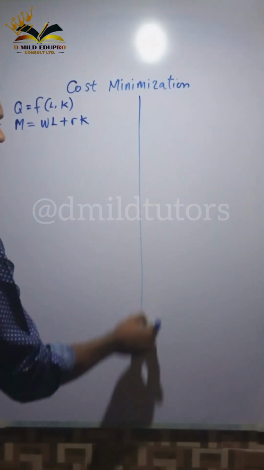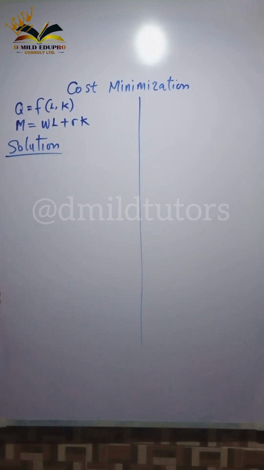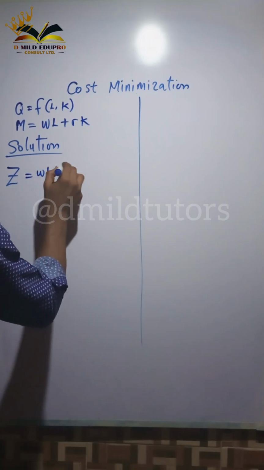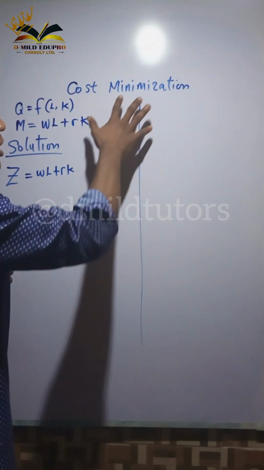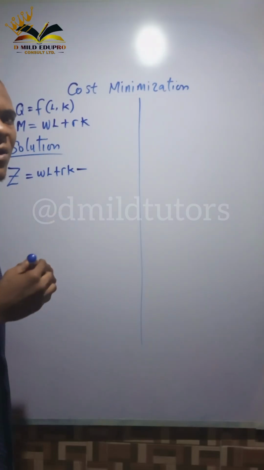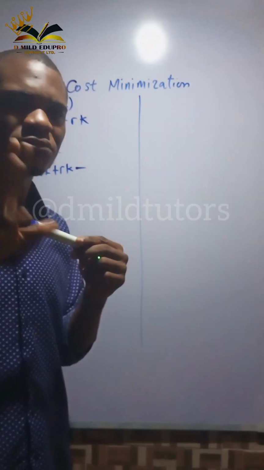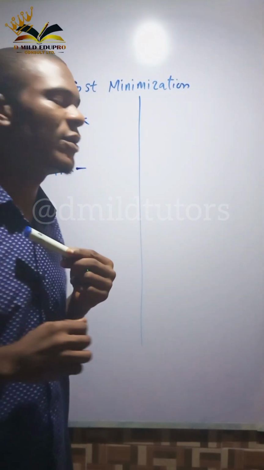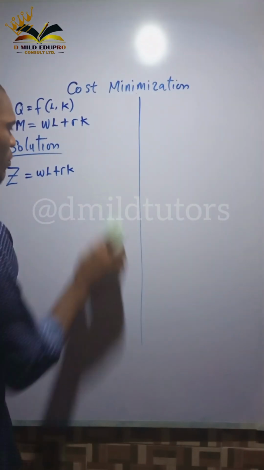So in deriving this, we have to introduce the Lagrangian multiplier such that we have Z equal to WL plus RK. Now, there is something you need to know. Most of us are used to using minus when we are talking about cost minimization, while for maximization, we use plus. But I discovered that whether you use minus or plus, you still arrive at the same thing. Since we're already used to using minus for minimization, I'm going to use plus.